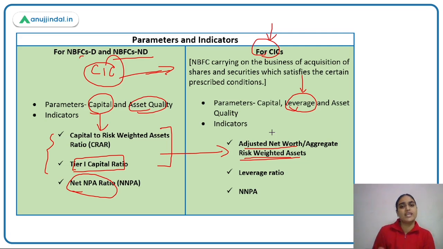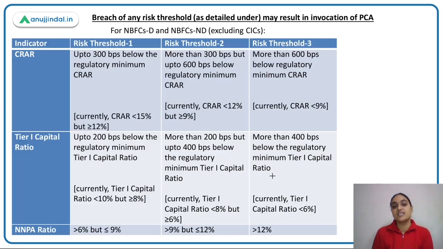As for how it is calculated, you can search about it on Google and you will get the link to the RBI website where the entire calculation is discussed. I'll also add that in the document which I'll be preparing. Now, talking about asset quality, that is assessed through NNPA, and the leverage level is assessed through the leverage ratio. The leverage ratio basically tells how much core capital you are maintaining against the total consolidated assets which you have. Okay, now coming to the next thing, that is the risk thresholds.